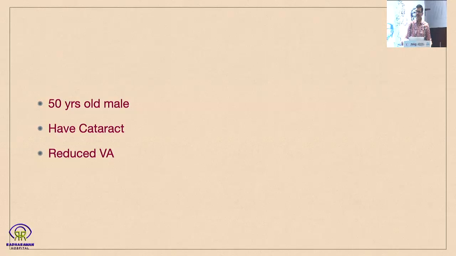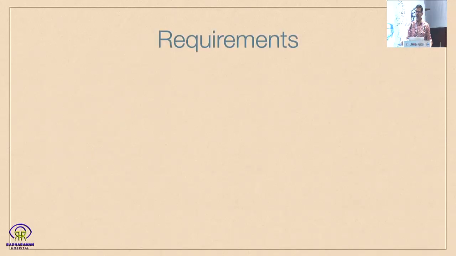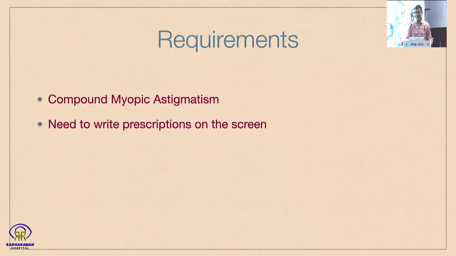Here is me. I'm a 50 year old male, or a little more than that. I do have cataract, one or both, doesn't matter. And I have reduced visual acuity for which I need to undergo surgery. That's not all. I have a few requirements. I have a pre-existing compound myopic astigmatism, which is very minimal.